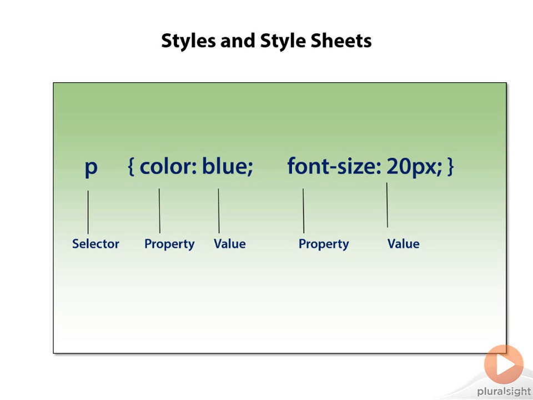There is then an opening brace and a series of properties and values separated by colons, and property value pairs that are separated by semicolons. So the first property is color. The colon indicates that what comes after is its value, in this case blue. The semicolon indicates that that property value pair is complete. The next property is font size, with a colon, and the value is 20 pixels.